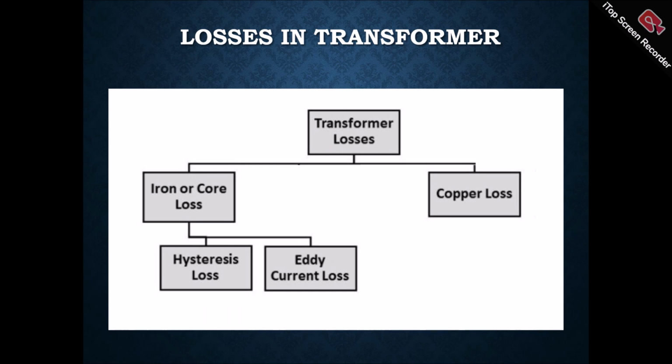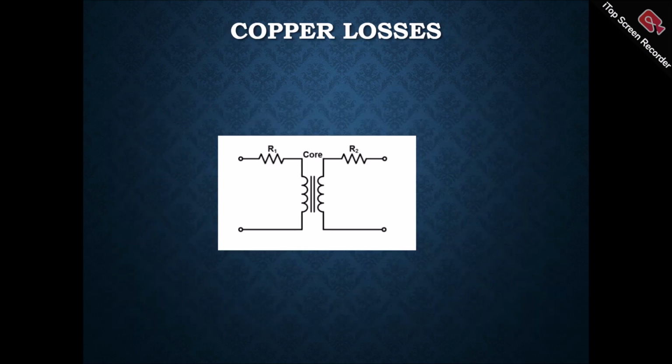Broadly, there are two categories of losses: iron loss and copper loss. Iron loss is also called core loss. Again, there are two types: hysteresis loss and eddy current loss. Now let's discuss copper loss. In the ideal case, we say that copper doesn't offer any resistance, but in the actual case, copper offers a certain amount of resistance. Here in this figure, I have shown the resistance offered by the primary winding is R1, whereas the resistance offered by the secondary winding is R2.